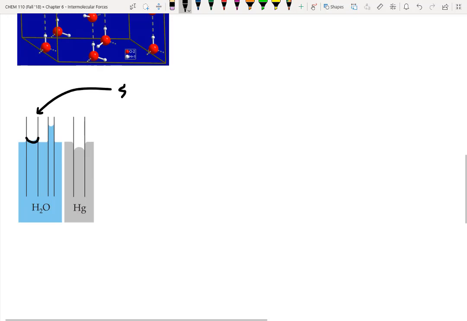SiO2 is the molecule that's in glass, silicon dioxide. It sticks to water and pulls it up.